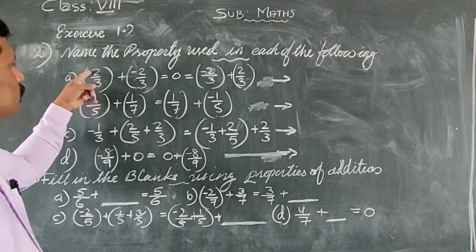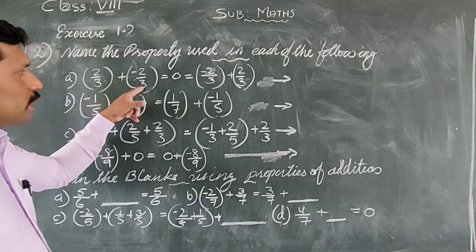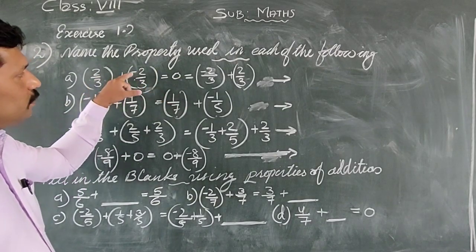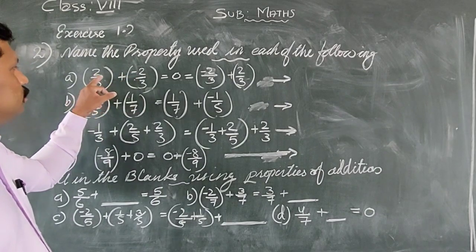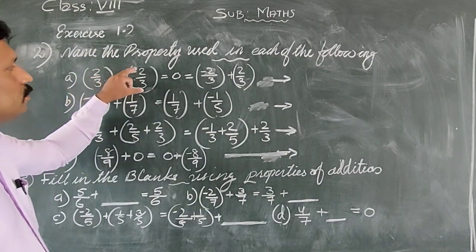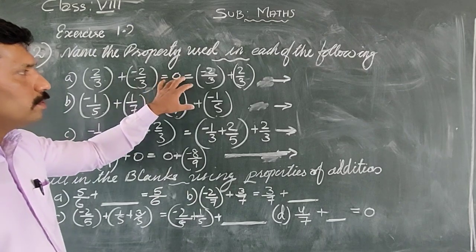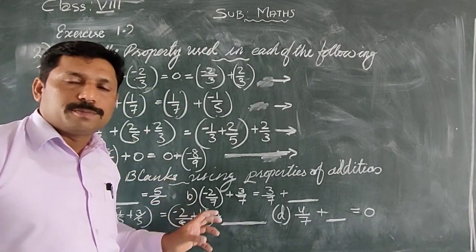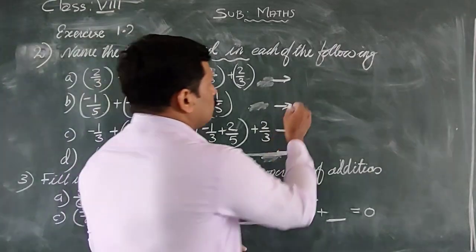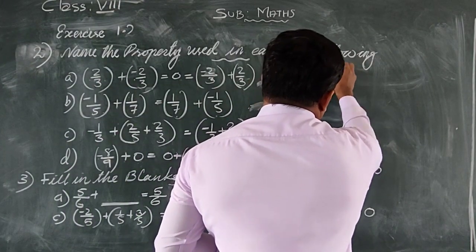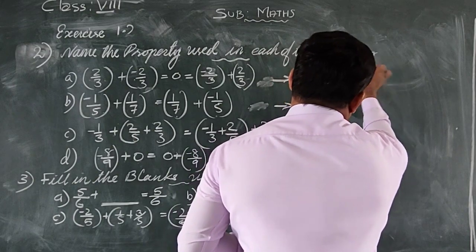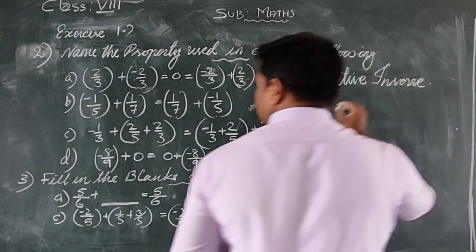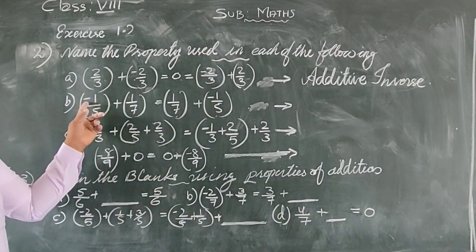Look at the first one. 2 upon 3 plus negative 2 upon 3 is equal to 0. That means a rational number is added with its additive inverse. Means here 2 upon 3's additive inverse is negative 2 upon 3. Then we got 0. That means the sum of a rational number and its additive inverse will be 0. Which property is that? Yes, additive inverse.